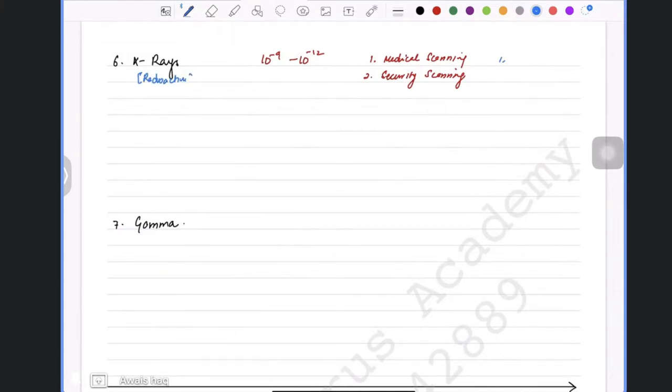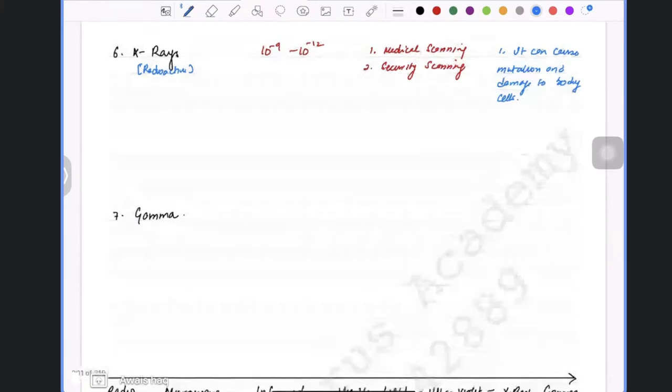so radioactive means that it can cause mutation and damage to body cells. So they're not very good if you are exposed to them for a very long period of time. It's not good.